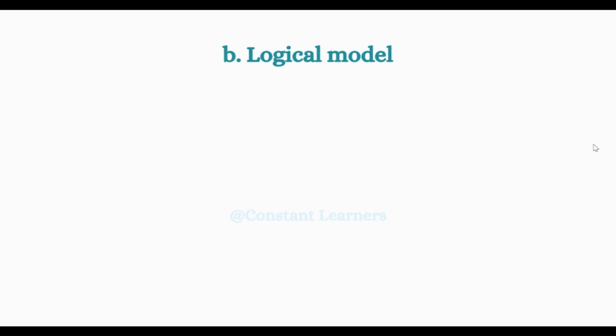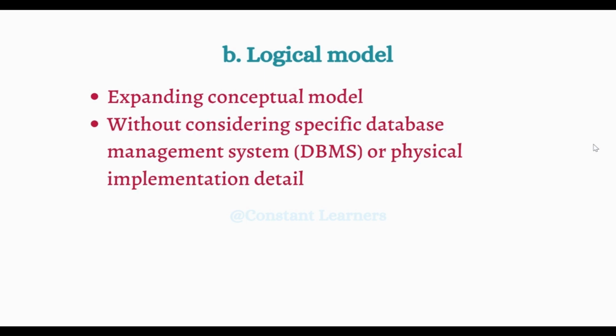Next is the logical model. The logical model is constructed by expanding the conceptual model. All right. It is a crucial stage in the database design process that is built without considering a specific database management system or physical implementation details. That is, even in the logical modeling stage, which database management system we are going to consider does not make any difference. All right. So, whatever database management system we are using, we can think about it after completing the logical model. It will not make any difference.